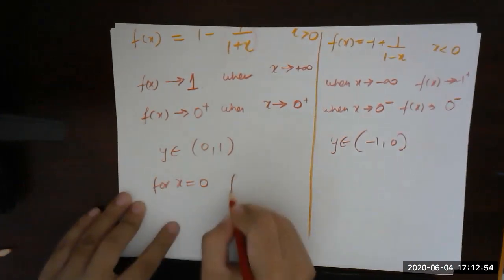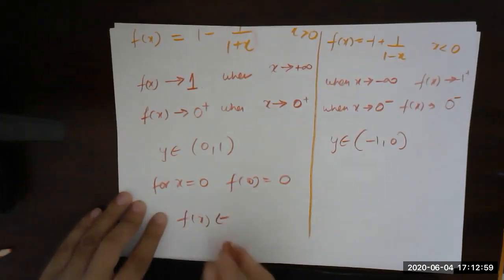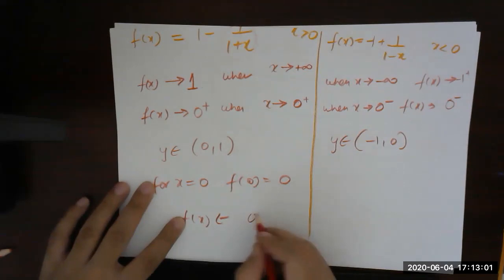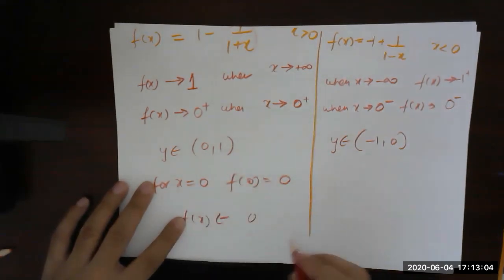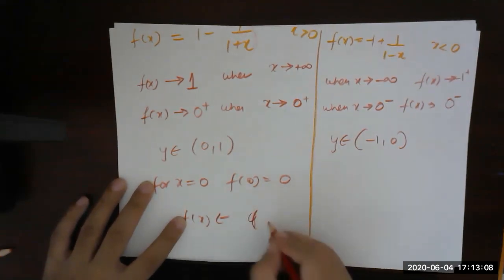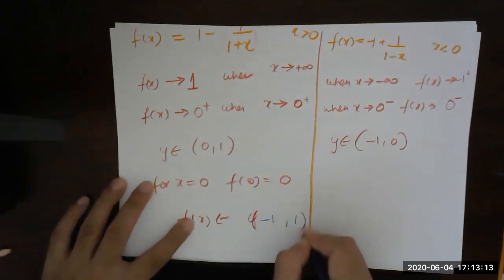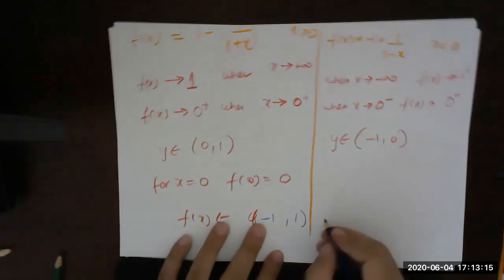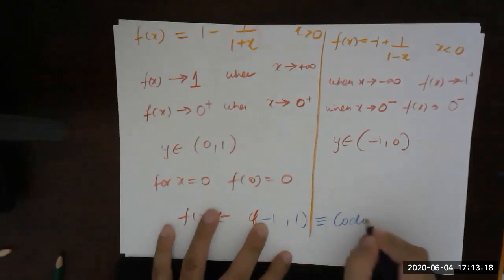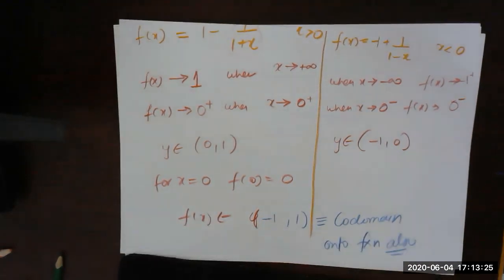And we already know that for x equals 0, f of 0 equals 0. So f of x belongs to 0 to 1 on the right hand side, minus 1 to 0 on the left hand side, and in between it is taking 0. So the total range will become minus 1 to 1. Understood? And this range is also equal to the codomain. Hence it is an onto function also. Okay, this is the complete proof for the particular question. Thank you.